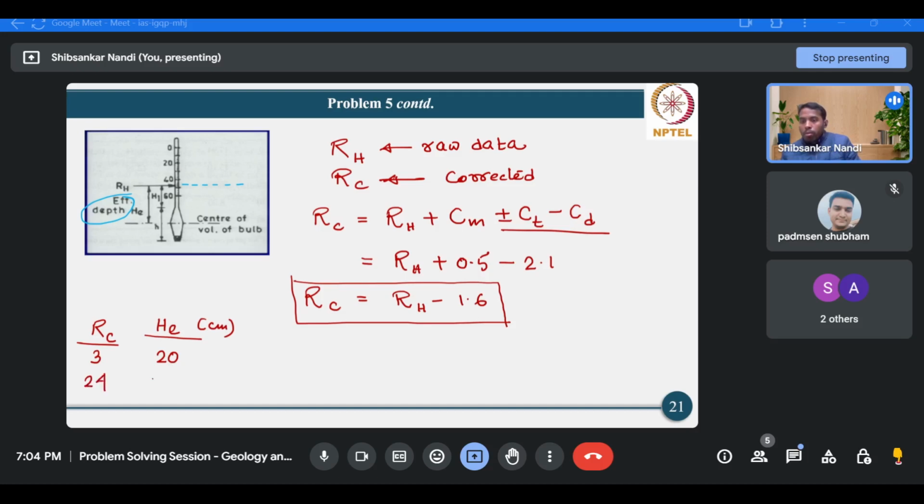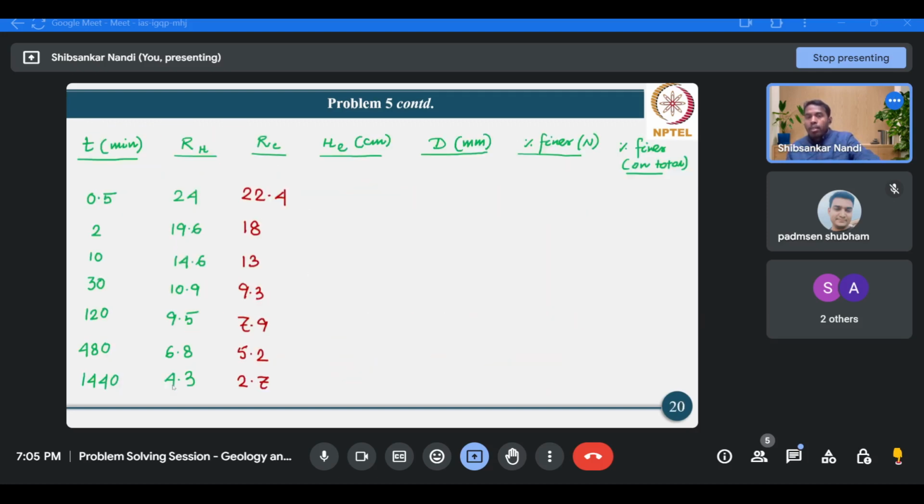So 24, 7.5. Now for all the data in between 3 and 24, you can get the corresponding effective depth by a linear interpolation. Okay, how? We'll see. Suppose for example we take the case of 0.5 minute, that is 22.4. Now what would be the effective depth?